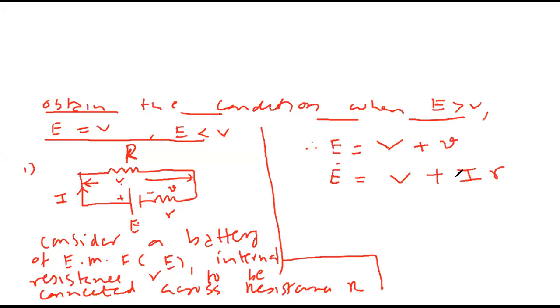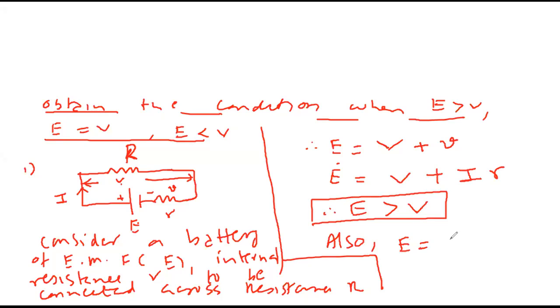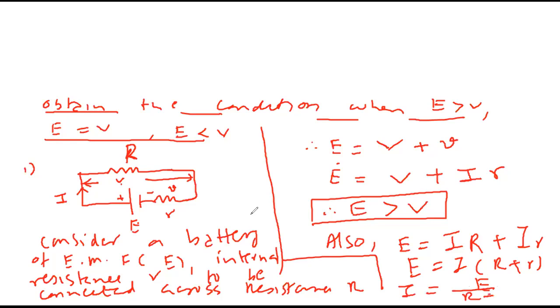Now E is V plus Ir. तो E V से बड़ा है क्या नहीं? Yes, sir. E is greater than V. So we got this condition. Also, E, V means I into capital R plus I into small r. So E is I into capital R plus small r. Therefore, I is E upon capital R plus small r.